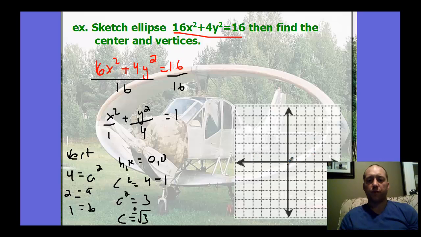So there's our center, 0, 0. It's again vertical, so I'm going to go up and down A, so up 2, down 2. And I can plot using my B values. So I'm going to go right 1, or left 1. And I can sketch that ellipse.